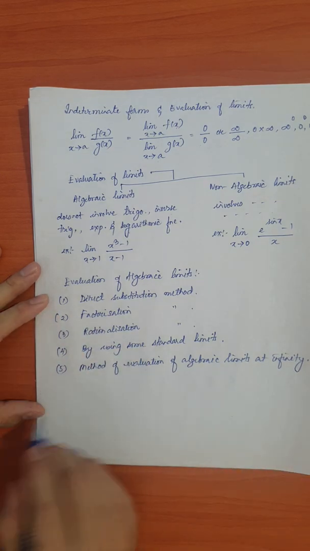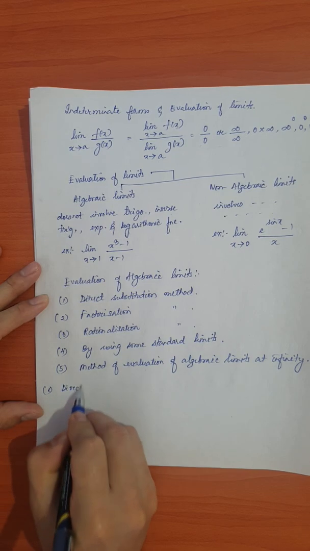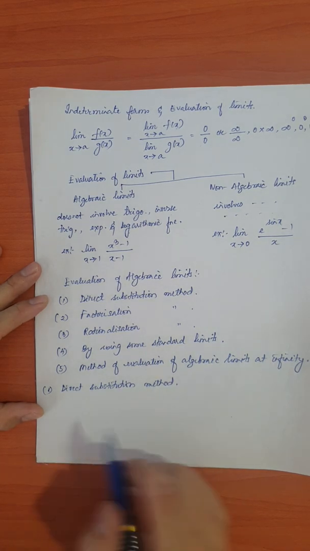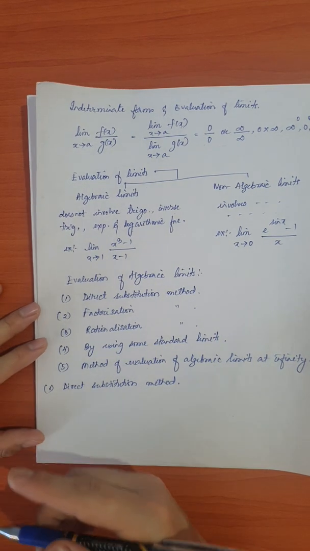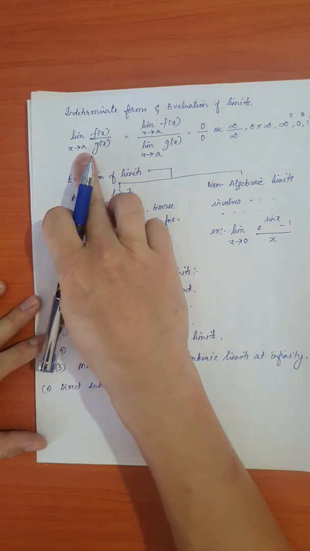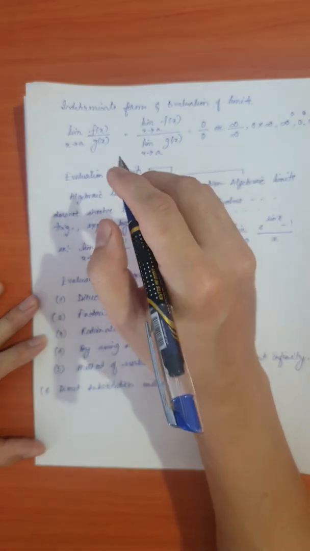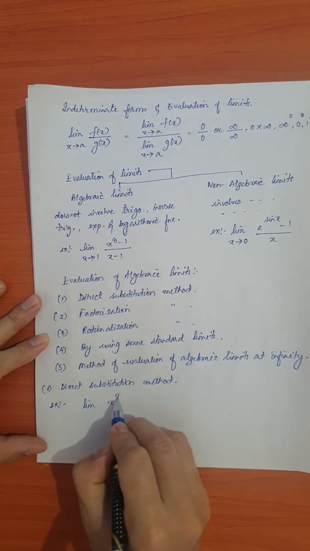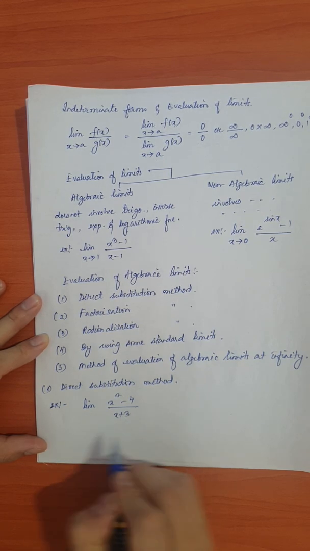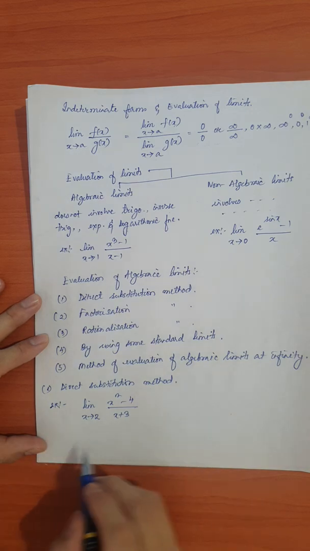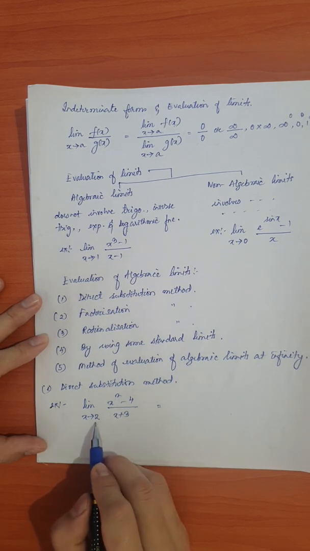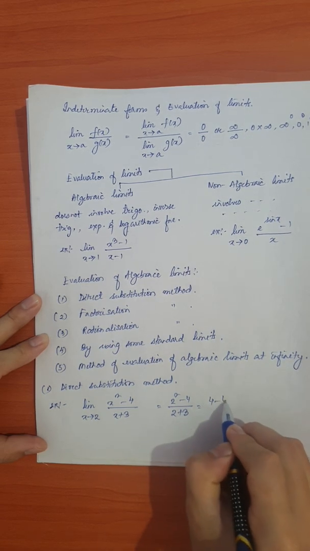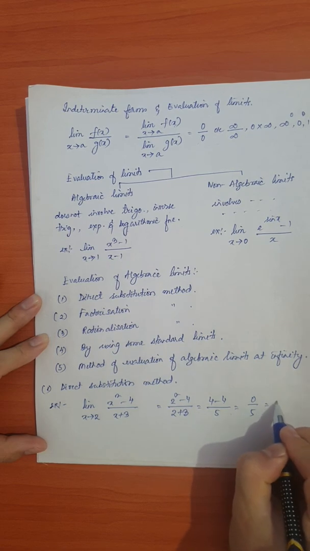The first one is the direct substitution method. This is very easy. We are just going to substitute the value of x directly. Example: limit x tends to 2 of x square minus 4x plus 3. You substitute the value of x by 2: 2 square minus 4 by 2 plus 3, that is 4 minus 4 by 2 plus 3 is 5, so 0 by 5 is nothing but the answer is 0.